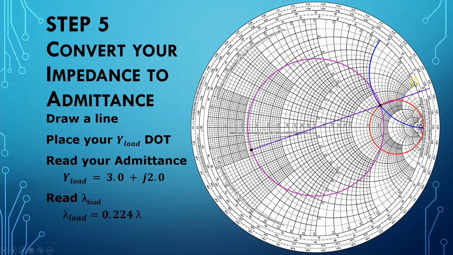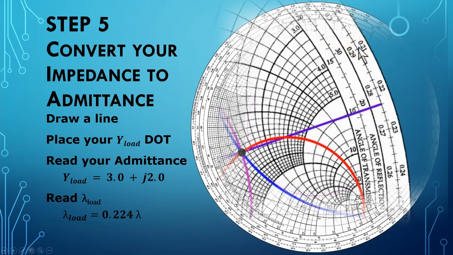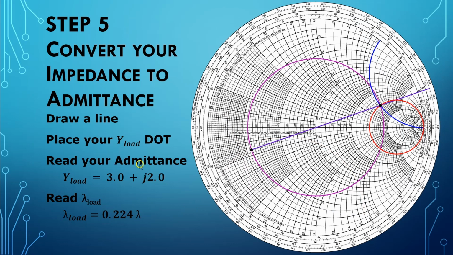Next, we want to read the wavelength value off of the outside ring here, because this locates us into the wavelength realm. And so we look along the edge here. We have 0.21, 0.22, 0.23. We have 0.22, 0.222, 0.224, 0.226. So we can see here that our wavelength of the load is 0.224 wavelengths. The second dot we plotted on the Smith chart represents the admittance of the load. That's this dot right here.